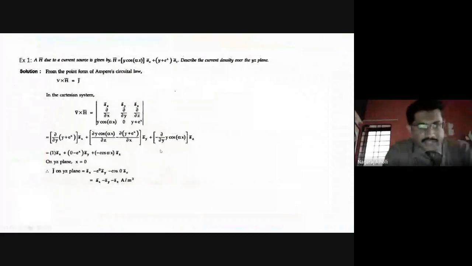So here we are having on the yz plane x equal to 0. Therefore, j bar on the yz plane will be equal to ax bar minus e raised to 0. E raised to 0 is 1, minus ay bar, and minus cos 0. Cos 0 is 1. So minus az bar. Hence you will get ax bar minus ay bar minus az bar ampere per meter square. That is the equation of the j bar. Like this, we have to solve this example if it is asked in the examination. Note down the steps quickly, students.